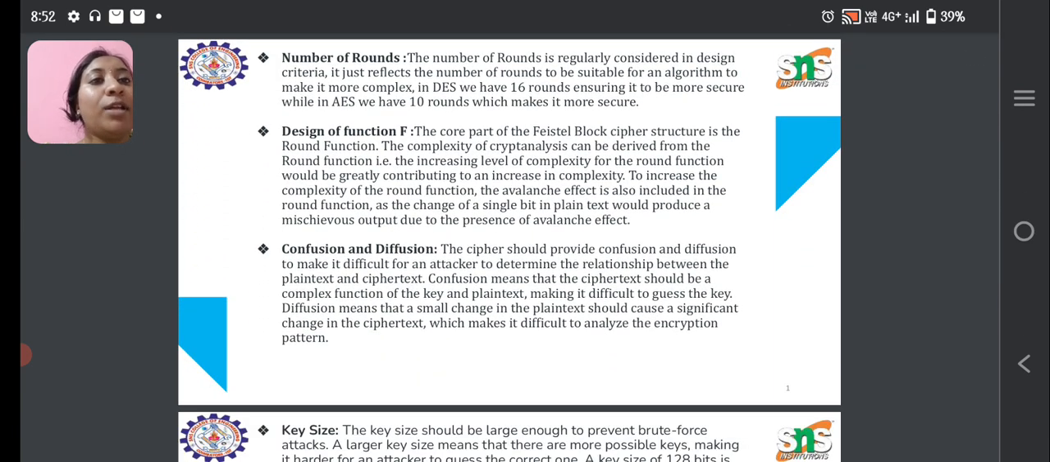So what do we mean by number of rounds? The number of rounds is the number of iterations it follows during every encryption, that is, while the plain text is converted into ciphertext. So with this 64-bit and 128-bit, how many rounds does it take to make the ciphertext?